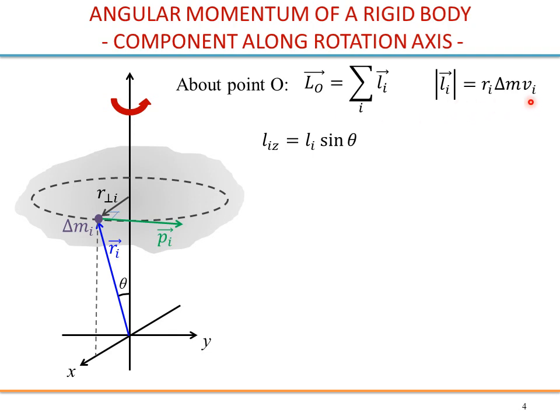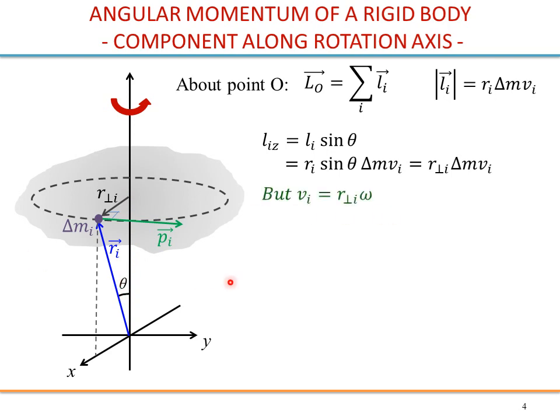Here I've written again the same thing. We know the amplitude of each Li. So we have here Ri delta m and vi, vi being the speed, since p is m v, and we add sine theta. So we get this. Notice that Ri sine theta is in fact R perpendicular i. You can see it here. We have Ri here, R perpendicular i here, and this is a 90 degree angle and angle theta.